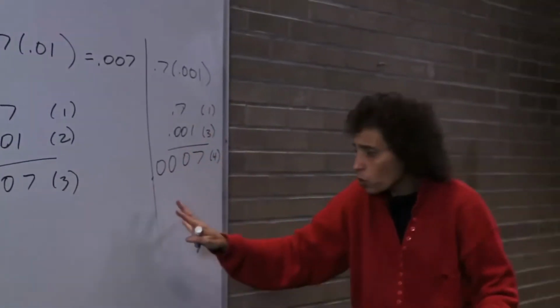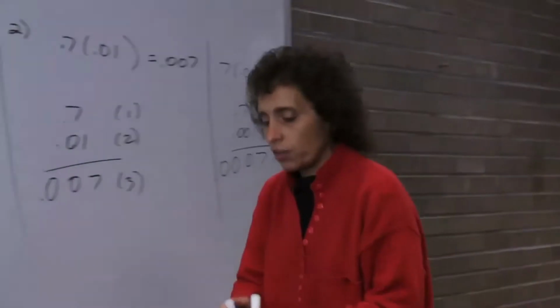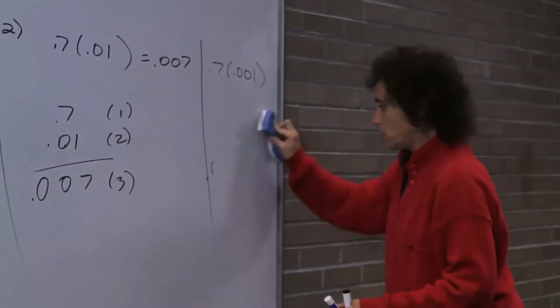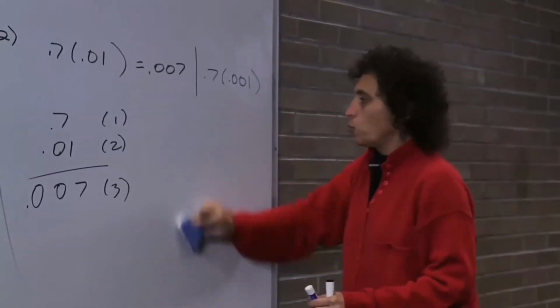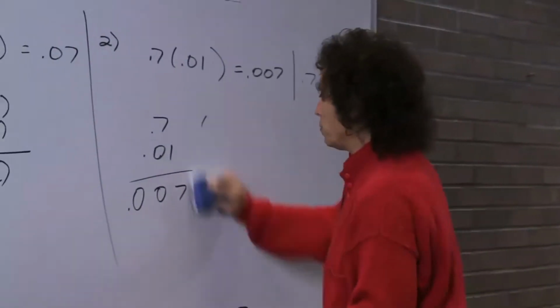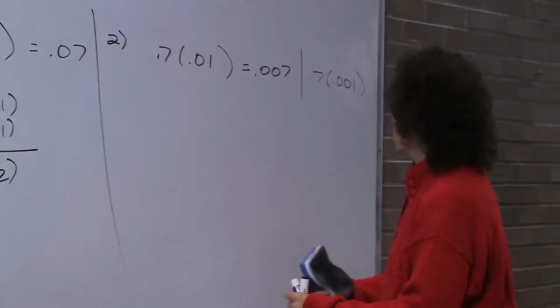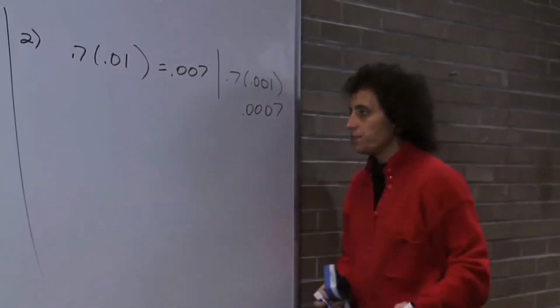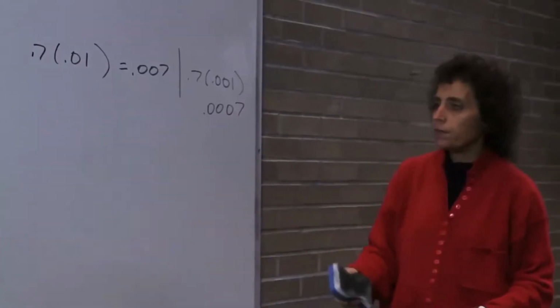Okay, I'm going to write down the answer here. I'm going to take all this work off the board, write down the answer, and see if you can come up with a pattern. And then let's talk about, finally, what's going on when multiplying by powers of 10. This is 0.0007.